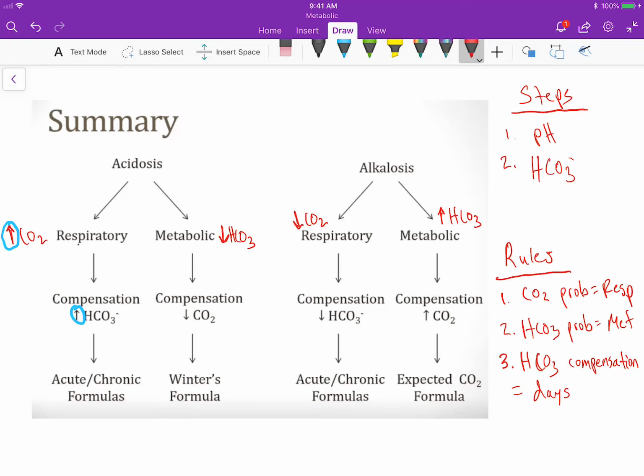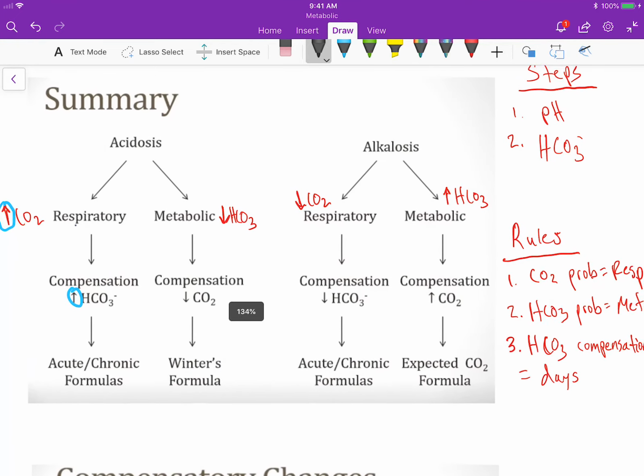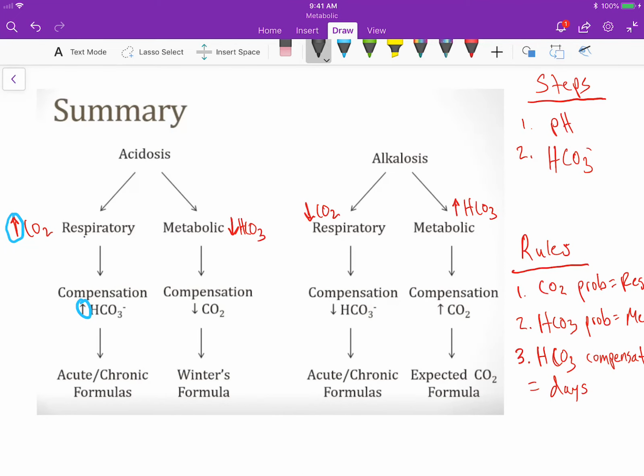All right, so I'm just going to follow this chart and we'll talk about each one. So we've already defined a respiratory acidosis as an increase in CO2 and a compensatory mechanism of an increase in HCO3 or bicarb. So anytime we have an increase in bicarb, if we're correcting for a respiratory problem, we need to account for either acute or chronic changes.